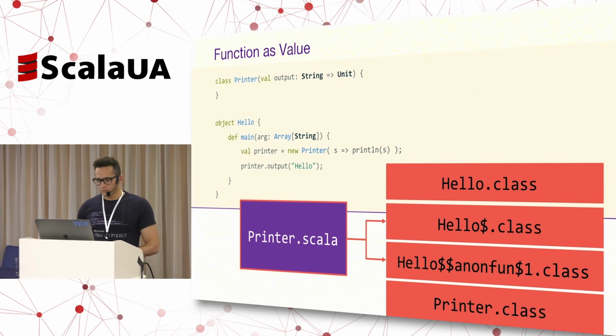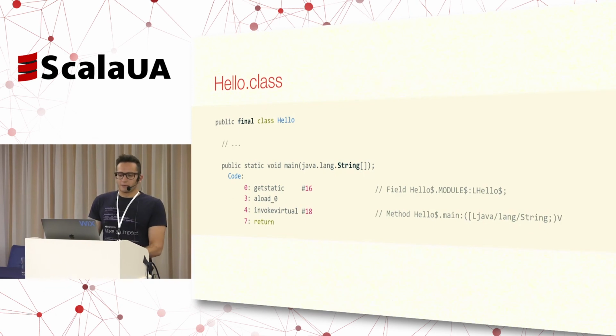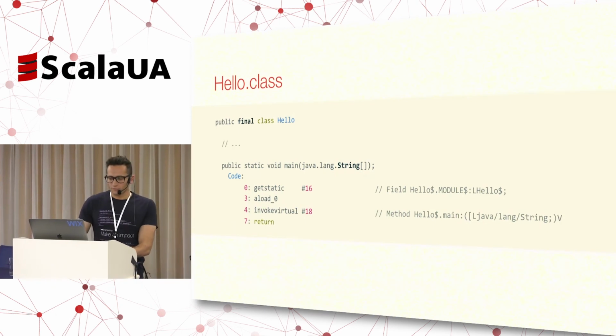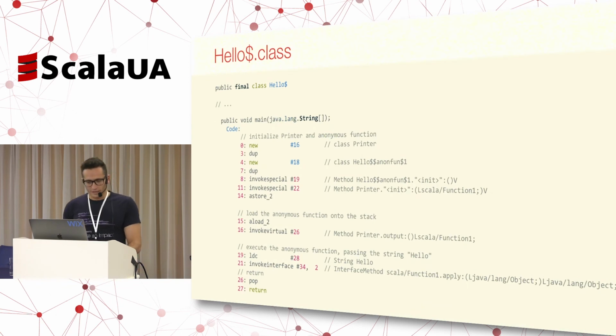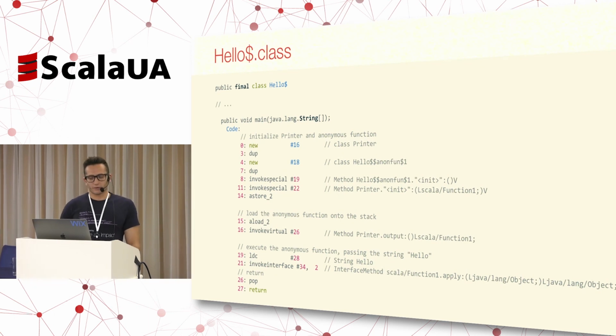So again, this is the hello function. It is just a wrapper for the main method simply called hello dollar, as we saw before. This is the hello dollar class, and it contains the real implementation of the main method. This method creates a new printer. It then creates a hello dollar anonymous function, which contains our anonymous function s2$ that we passed in the beginning as the input. The printer is initialized with this object as the output field. This field is then loaded onto the stack and executed with the operand hello.